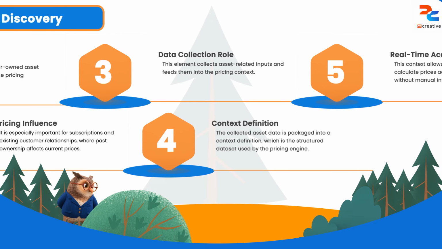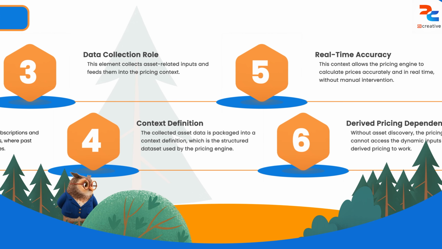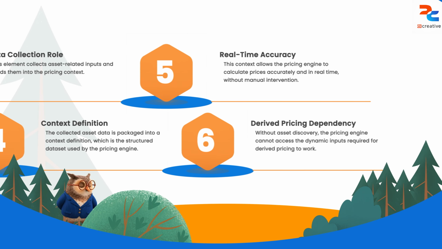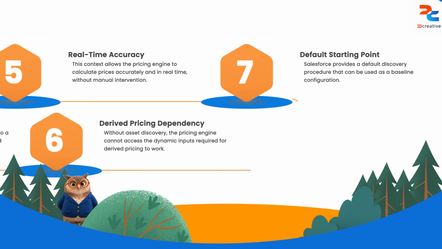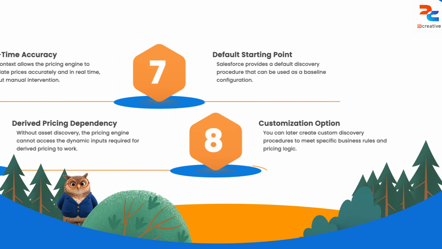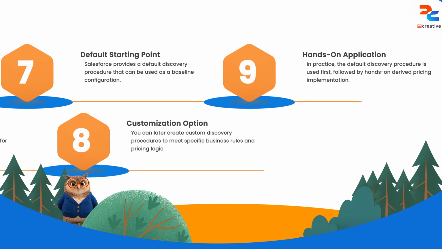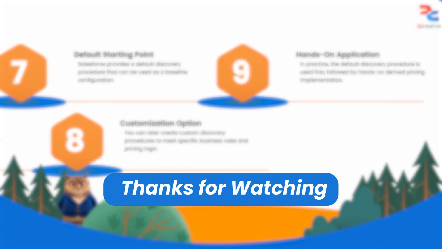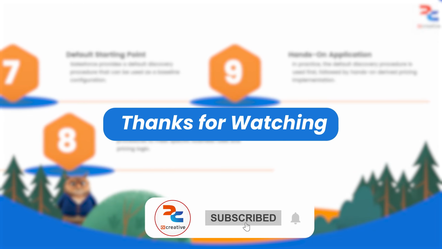Okay, after this we can say that without the discovery procedure, the engine cannot find the dynamic inputs it needs, and derived pricing won't know how to calculate. So we can use the default discovery procedure as a starting point. We are going to work with the default discovery procedure in our hands-on, and then you can create your own discovery procedure as per the business rules. So there is always an option for that. And we are now going to see how we can do the derived pricing. So we are now doing a hands-on practice.